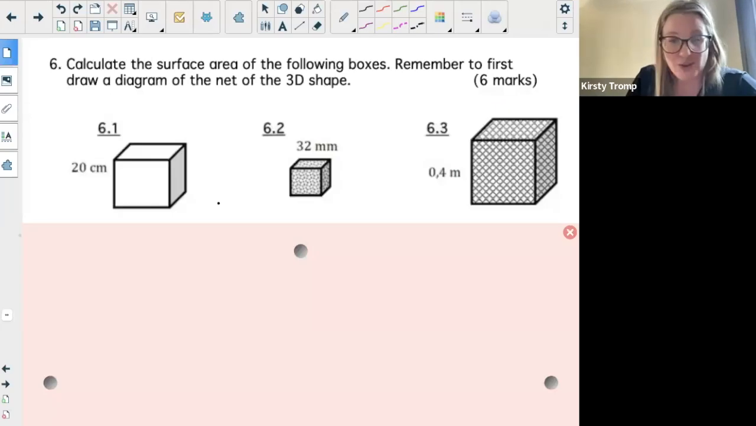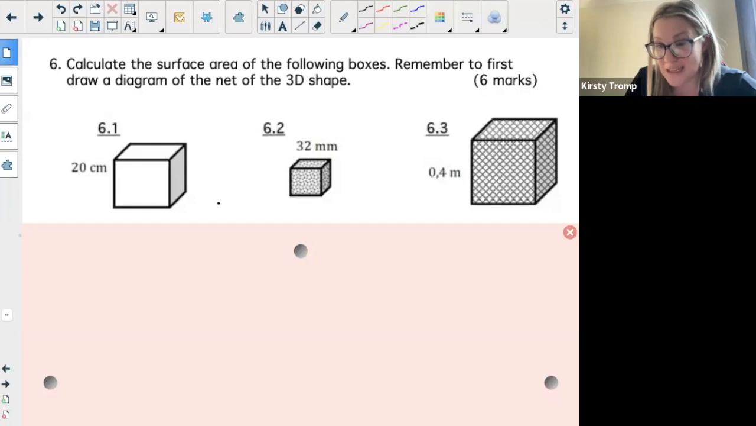All right, so we're going to go and have a look at the nets for those ones. Okay, a reminder, you don't have to always draw the net. If you can do it without drawing the net, then that is okay for the cube. But when we look at doing our rectangular prisms on Wednesday night, it's going to be really important that we do draw the net. So just a reminder for tonight, I'm happy for you to do it without drawing the net, but we will have to do it with the net on Wednesday. Okay, so there's 6.1, 6.2, and 6.3 for me.